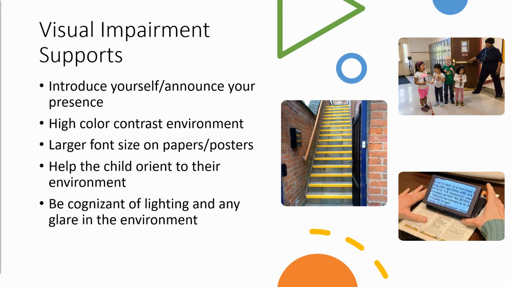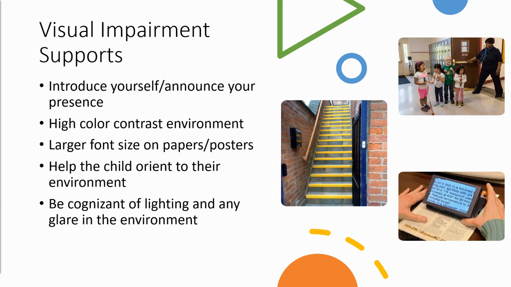The main supports for someone with a visual impairment: when you're interacting with them, be sure to introduce yourself so that you're announcing your presence. You can look out in the environment to make sure there's high color contrast, which you can see by that far left picture is a common color contrast support. Having those stairs, the contrast between the yellow and the concrete makes it easier to see where the step ups are and just increases the safety of those stairs.